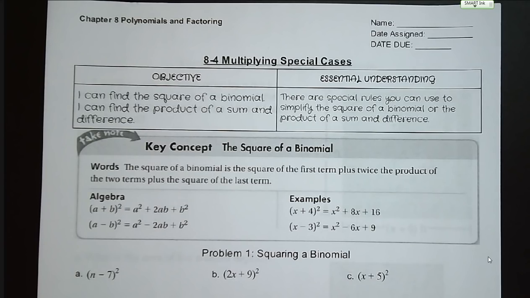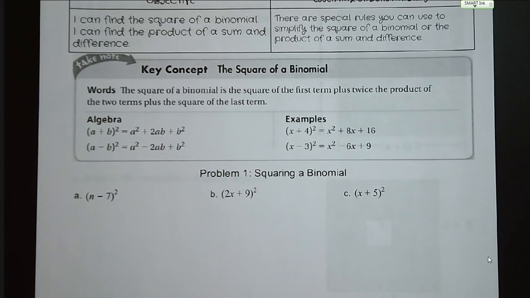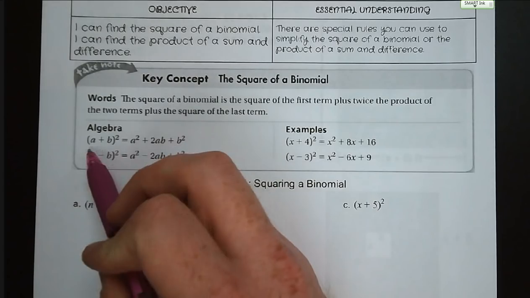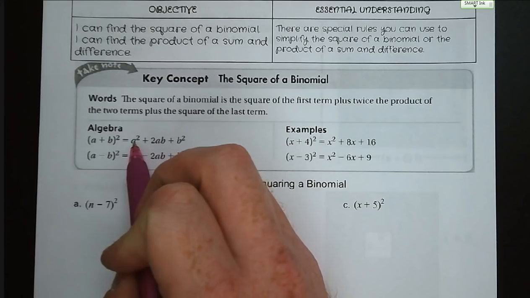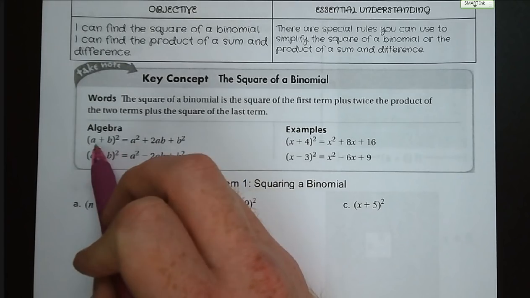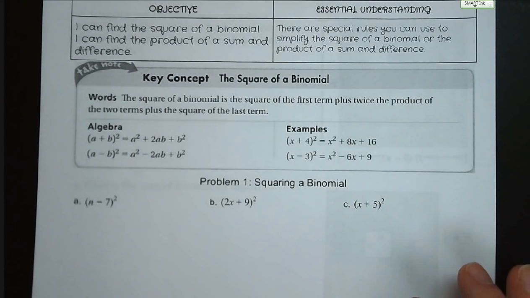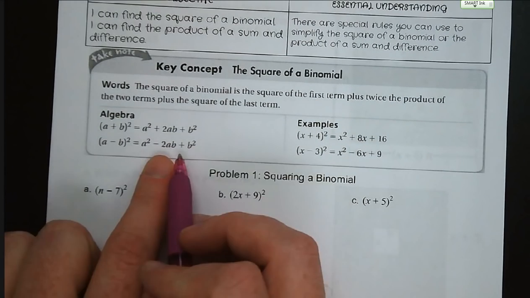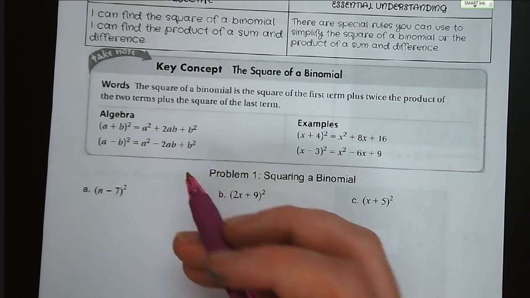The first we're going to tackle is square of a binomial. The square of a binomial is the square of the first term plus twice the product of the two terms plus the square of the last term. So in our example here, we have a plus b squared: the first term, a squared, plus twice the product of the two terms, 2 times a times b, plus b squared. And it's the same if we have negatives, but it'll be minus 2ab in the middle, and it'll still be plus b squared. So let's do a couple examples.